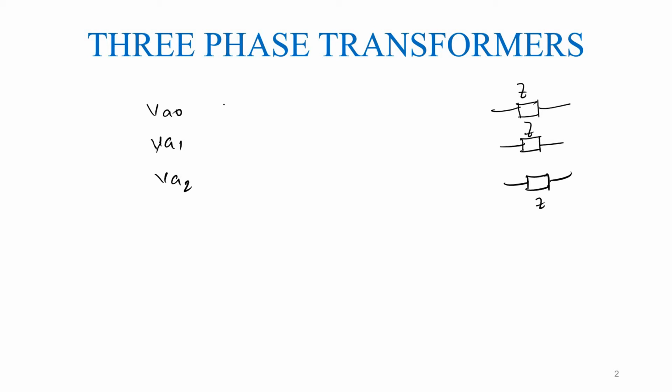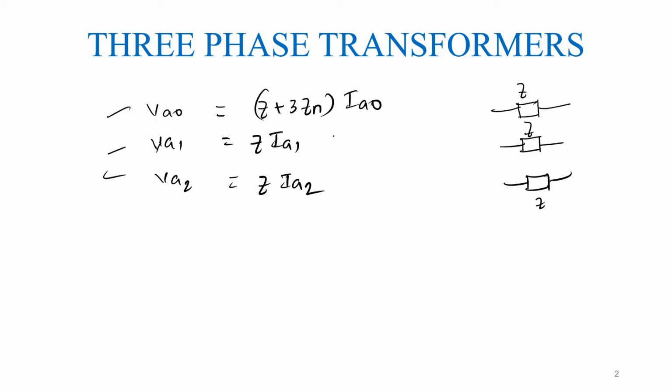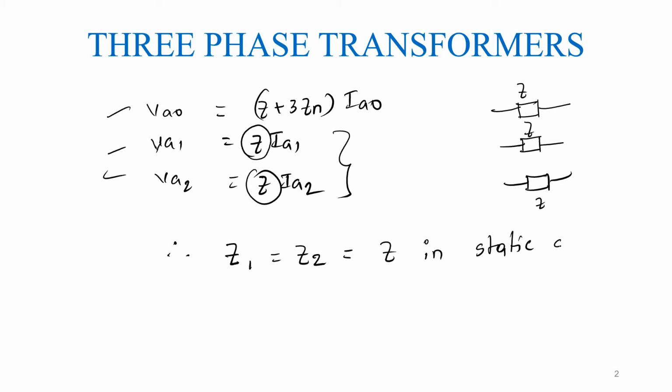values. There we got VA0 is equal to (Z + 3Zn) times IA0, and VA1 is equal to Z times IA1, and VA2 is equal to Z times IA2. If you observe these equations, in the positive sequence and the negative sequence, we got the same impedance value. Therefore, the positive sequence impedance is equal to the negative sequence impedance in a static symmetrical system.